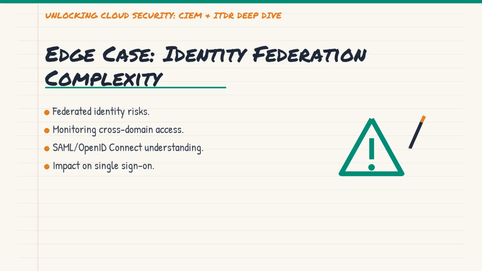While convenient, this adds complexity. If a federated identity is compromised, it can grant access to many resources. SIEM and ITDR tools need to be able to understand these federated relationships and monitor activities originating from federated identities effectively. It's like having a master key that opens many doors. You need to be extra careful about who holds it and how they use it.